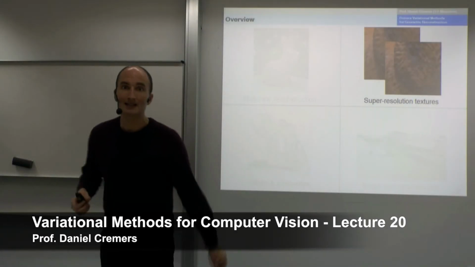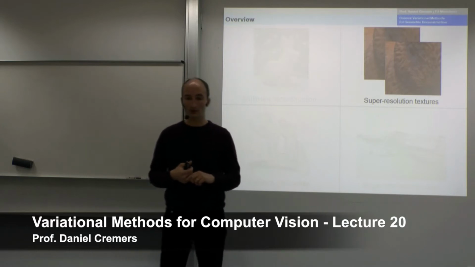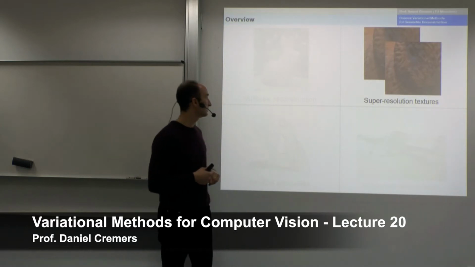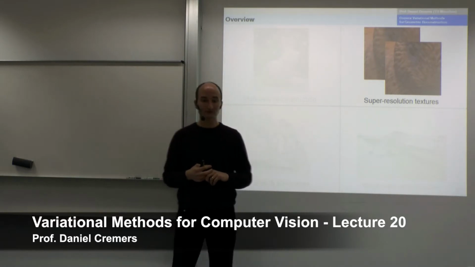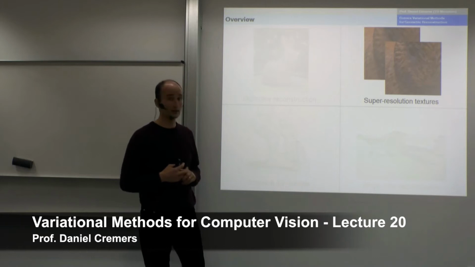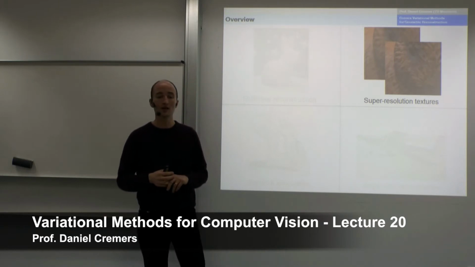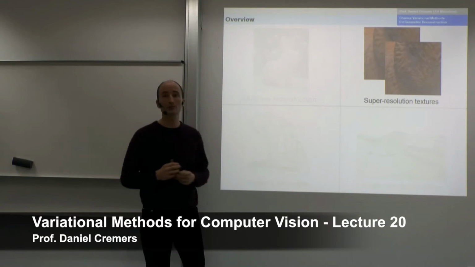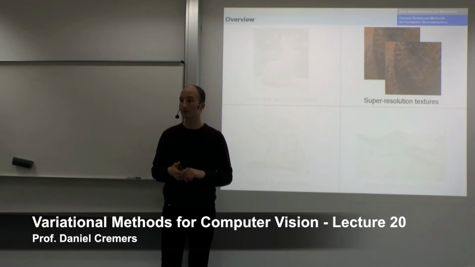Okay, welcome to the next class on variational methods for computer vision. Today we will continue in a section on convex relaxations part 2. And in this chapter we focus on convex relaxation techniques for a very central computer vision problem, namely that of reconstructing geometry from images.